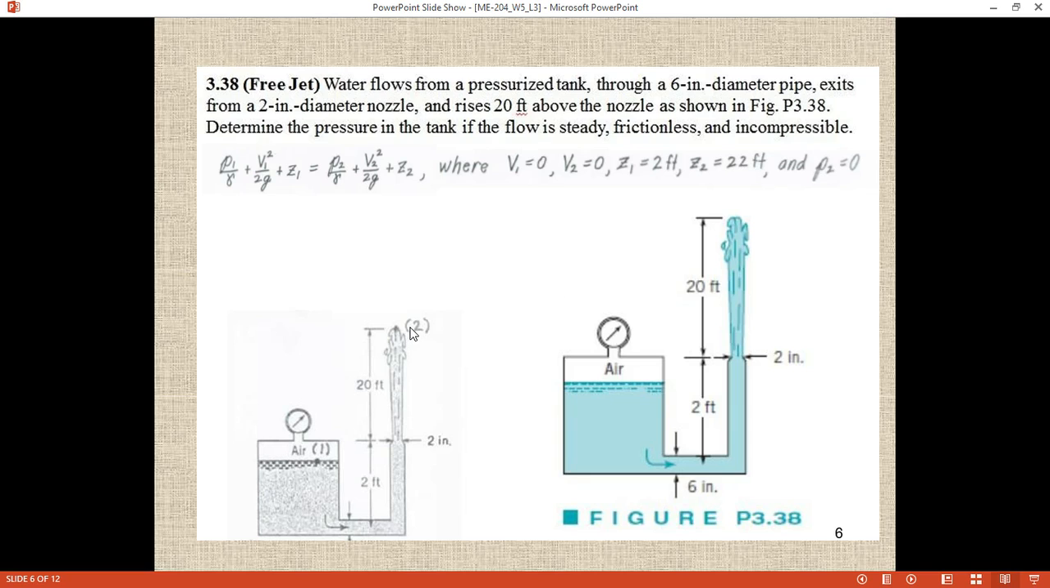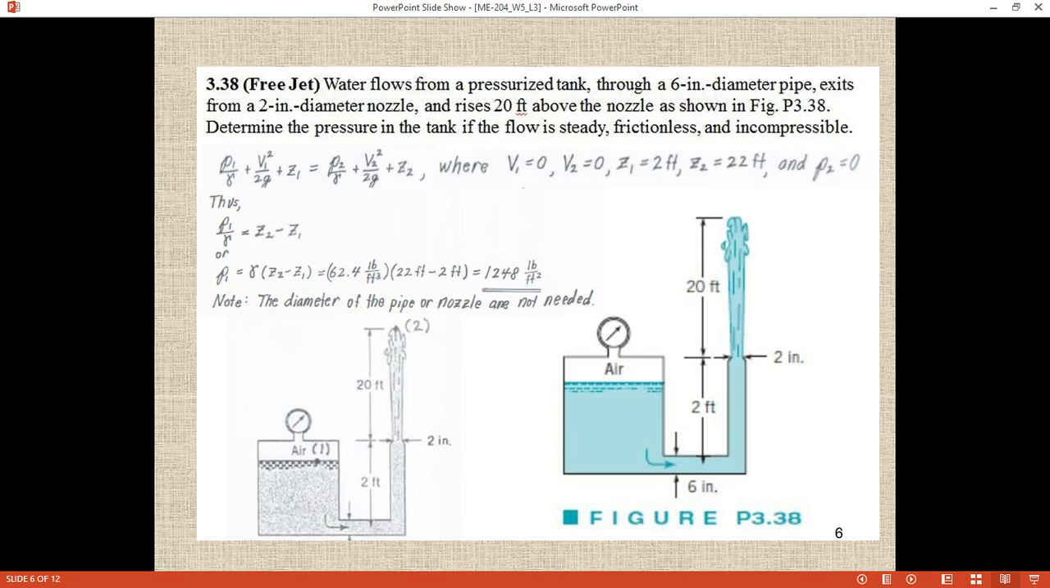Now we are going to find out the pressure at point 1, P1. Put all the values in the Bernoulli equation. Velocity is 0, z1 could be 0, but here we consider 2. p2 is 0 and v2 is 0 and z2 is 20. Now if we multiply it with the density of the fluid, finally we end up with the pressure which is stored above the fluid.